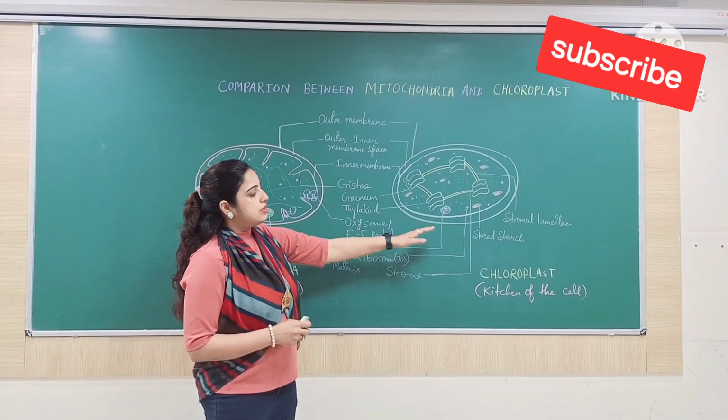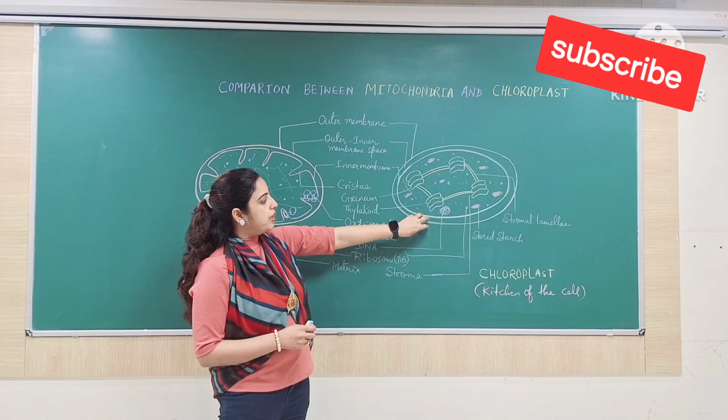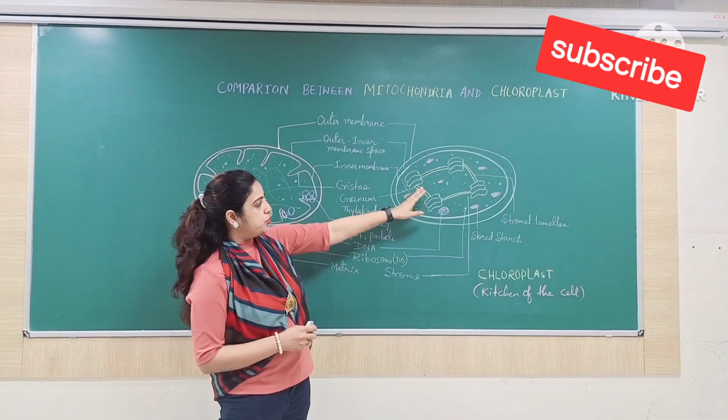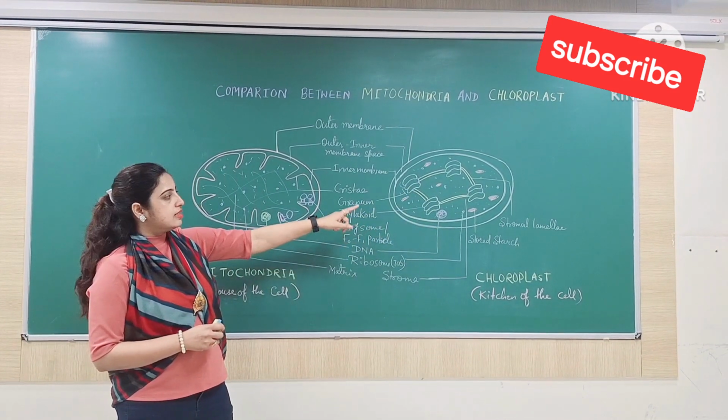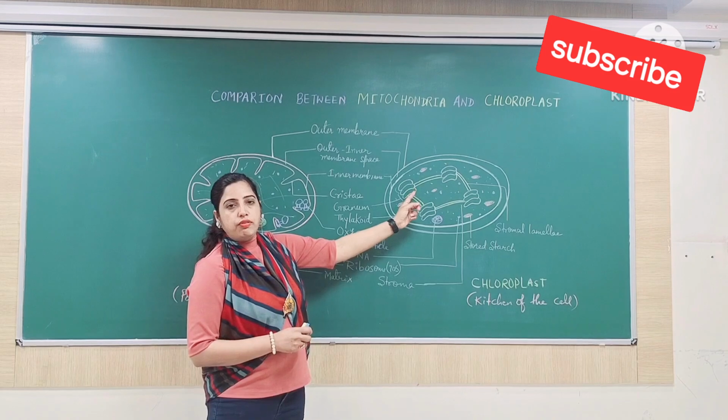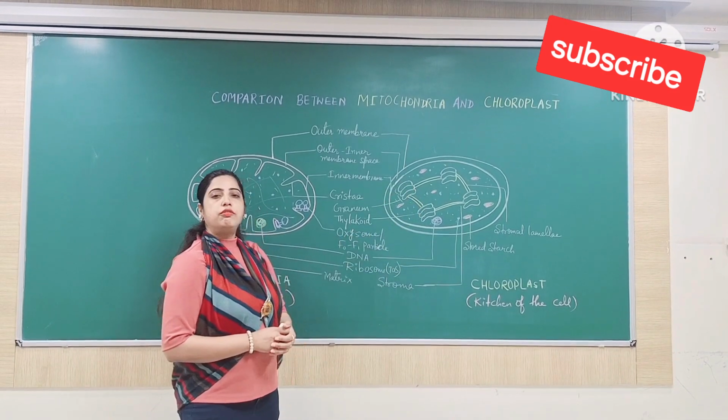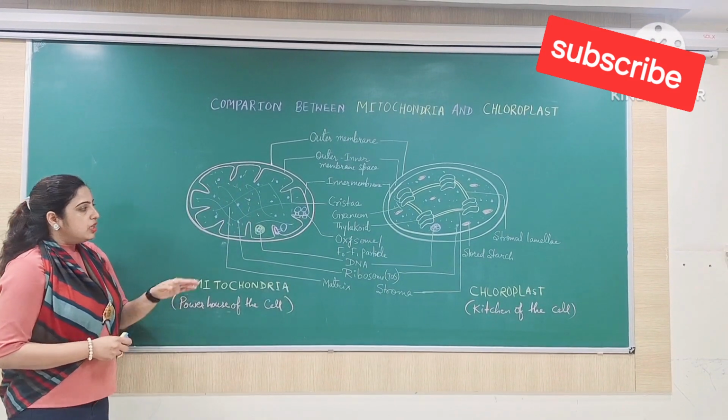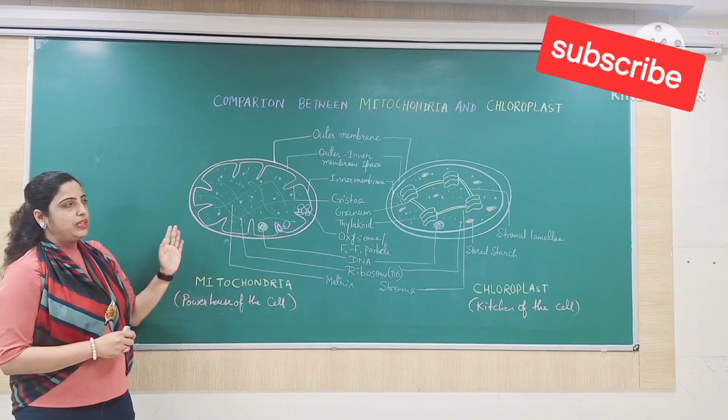So, photosynthesis occurs with the help of chloroplast because one of its components, which we will be discussing in detail, has chlorophyll in it, which performs photosynthesis. Okay. So, what are the similarities between them?